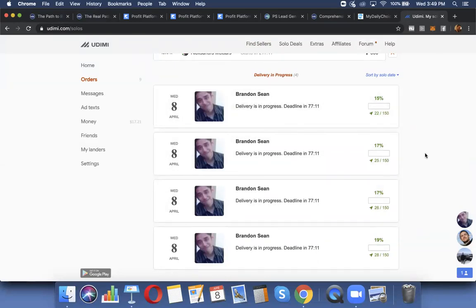I might've hit it a couple times, but this is showing that he's delivered 20-something, depending on which ad it is. This one has 22 out of 150 delivered. This one shows 25 out of 150 delivered. I had different ads running. One of these goes to me. The others are going to my team's rotators, and I'm testing different things because you can test.